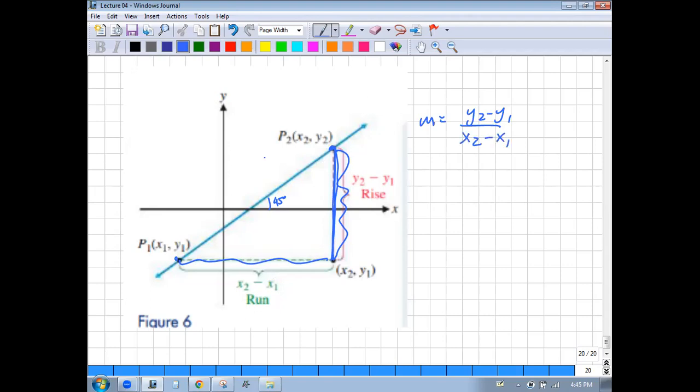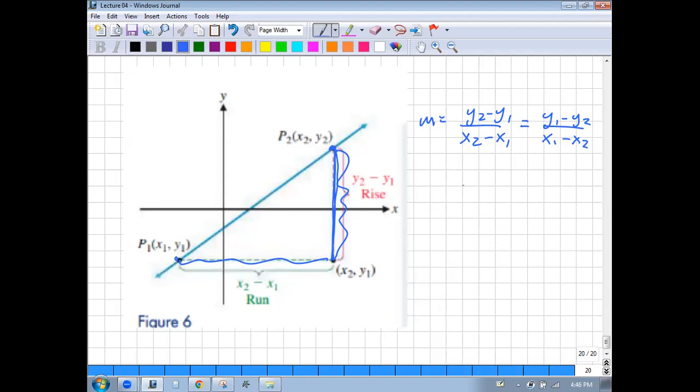It doesn't matter which one you call x1 or x2. Like I could have called this point 2 and called this point 1. It wouldn't have mattered, because this is the same as y1 minus y2 over x1 minus x2. If you switch the top and the bottom, you're getting a minus on the top and the bottom, and a minus over a minus, they cancel out. So it doesn't matter which one you call point 1 and point 2. But this is how you get your slope.